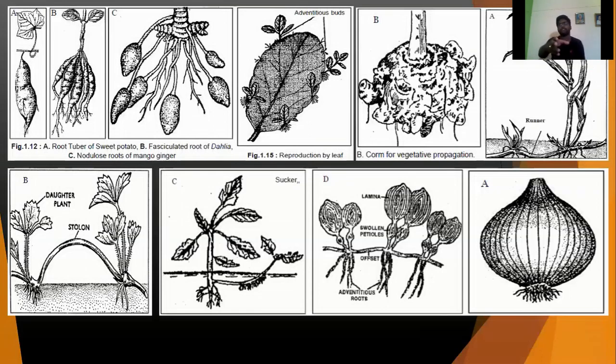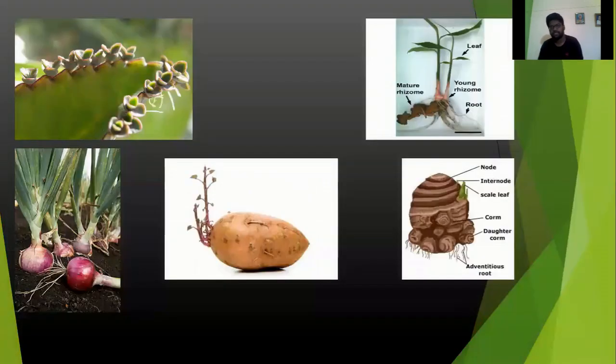If we see reproduction by leaves in the case of Bryophyllum, there is adventitious bud formation. If we see corm for vegetative propagation, then the runner is also there, stolon is also there, sucker is there, then Eichhornia is also there. In the case of onion, that is actually the bulb formation. You can see a clear picture in the next slide. This one is the formation of adventitious buds in the case of Bryophyllum.